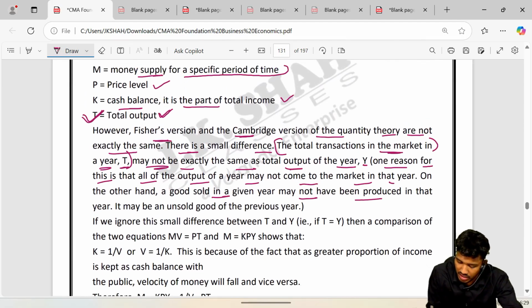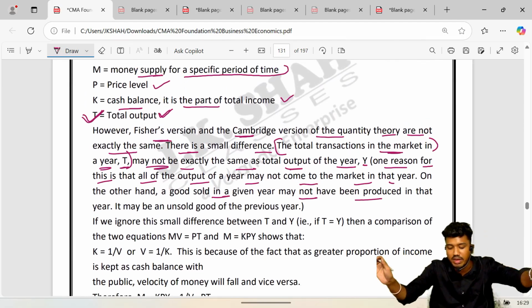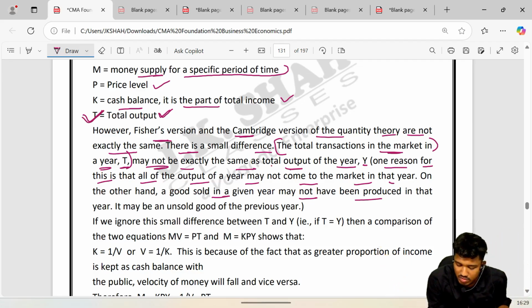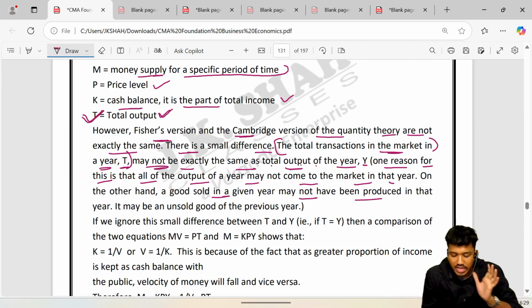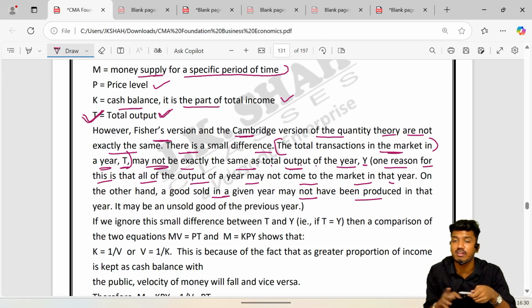See, here they have seen total transactions in the market in the year T. The total transactions in the market in the year T may not be exactly the same as the total output of the year. So what does this mean? Total transactions was what Irving Fisher took into consideration, but he did not take into consideration the output, that is, the transactions conducted in this year, whether they were of this year or of the previous year. This bifurcation was not seen by Irving Fisher. Who found it out?